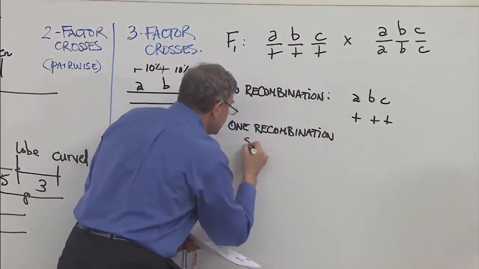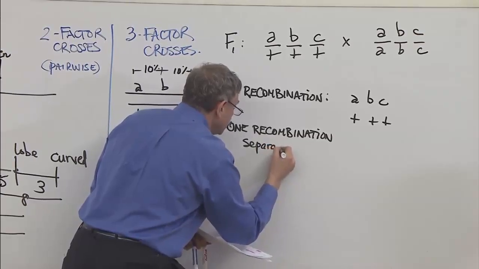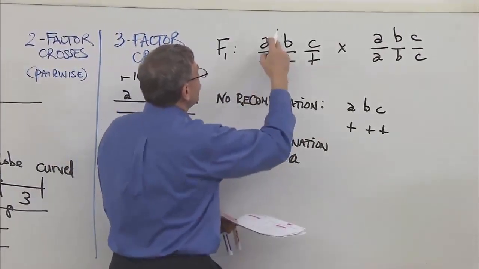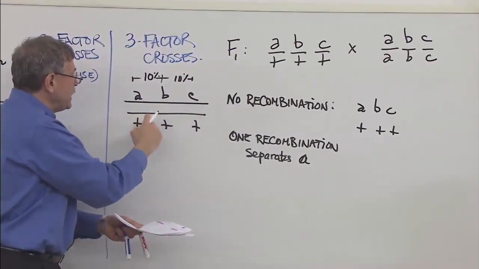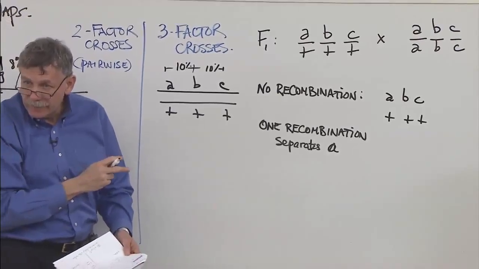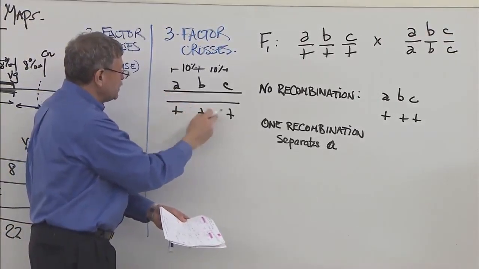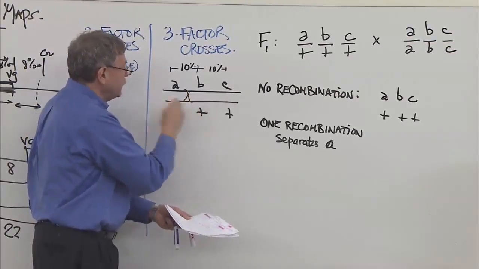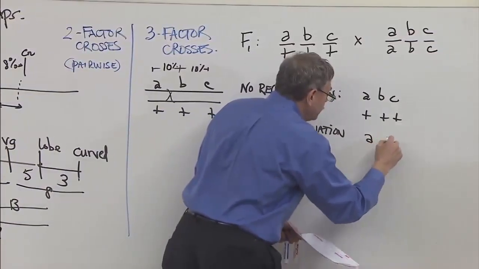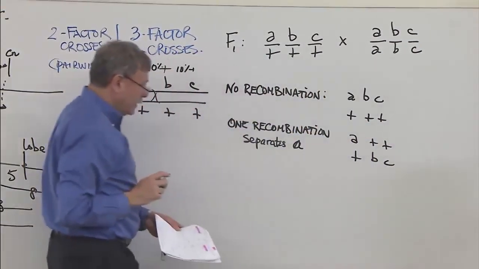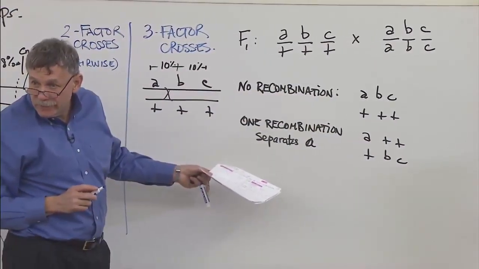that separates A away. So what could I get there? If a recombination occurs that separates A from B and C, what kind of gametes could there be? A plus plus or plus B, C will be the kinds of gametes I could get. And one recombination can do it.